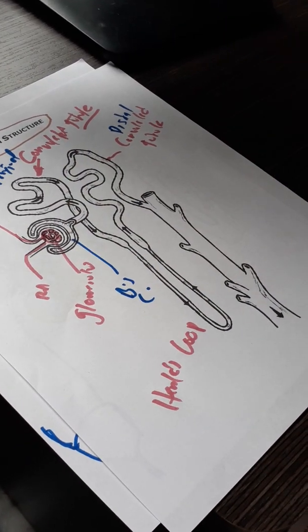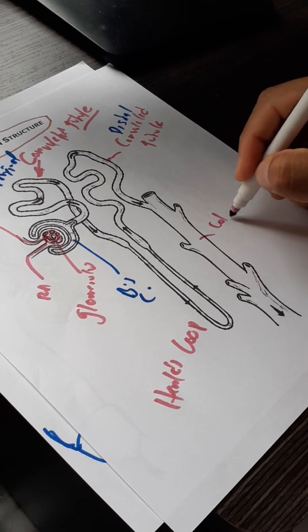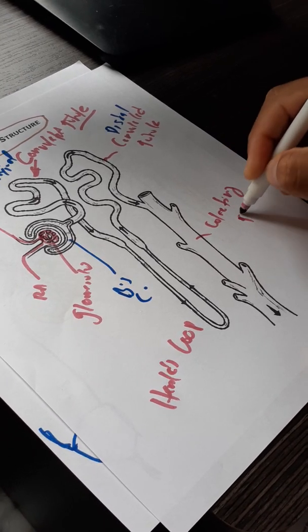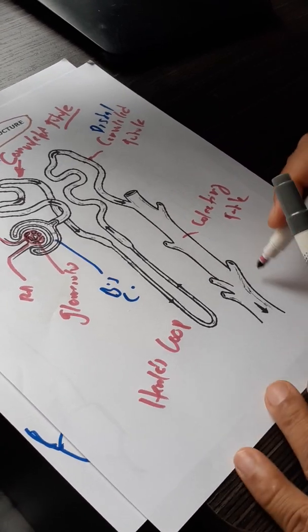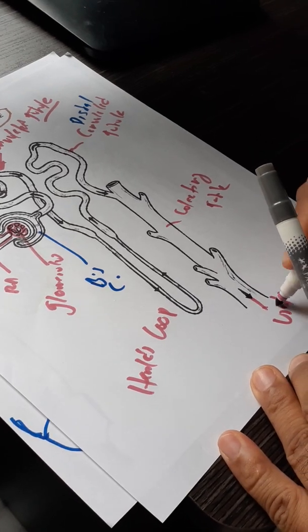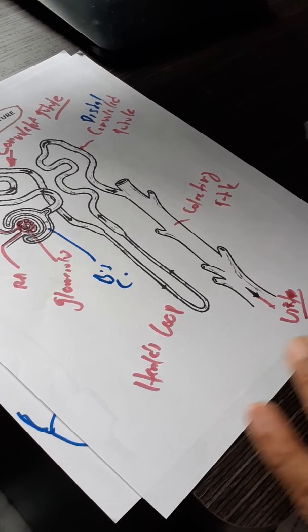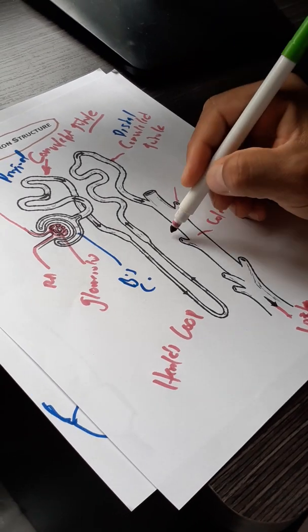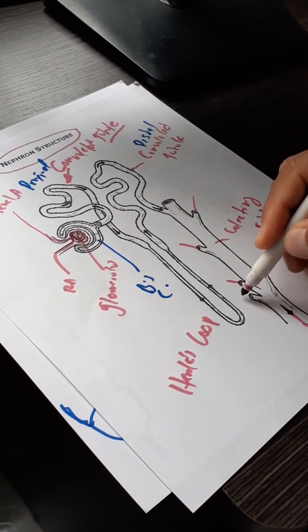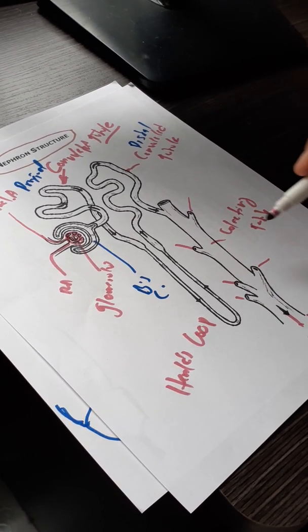This is called the collecting tubule. And from here it goes to the ureter. To the ureter, right? Here other nephrons are connected.